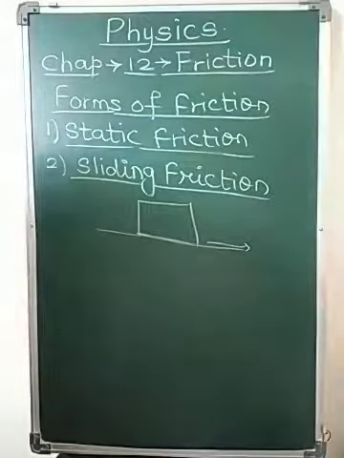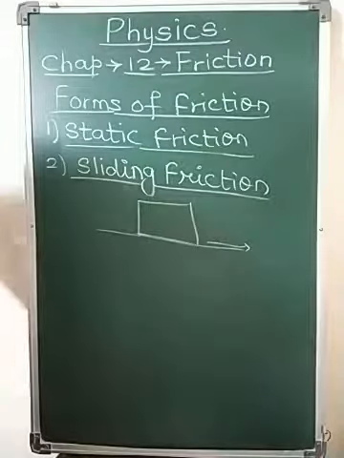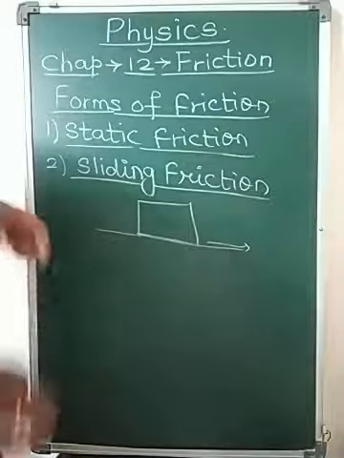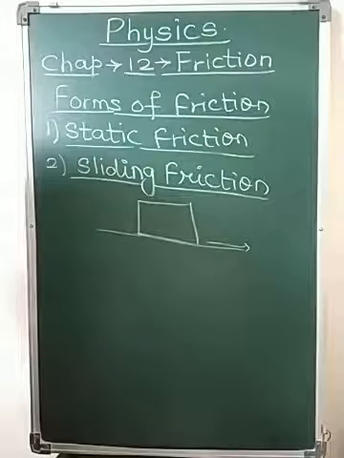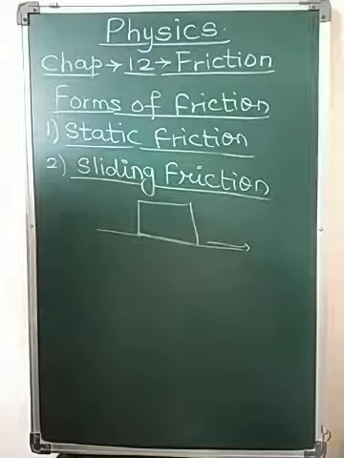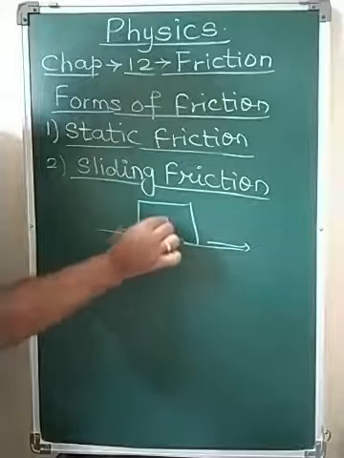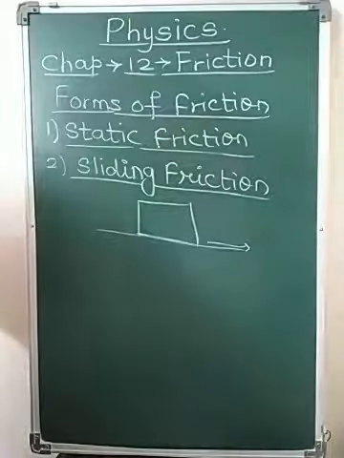Let us read. When an object slides over a surface, sliding friction is produced. For example, if you are in the classroom and the book is on your desk or the bench, if you push it, then sliding friction takes place. There will be sliding friction between the surface of the book and the surface of the desk. And this is nothing but sliding friction.